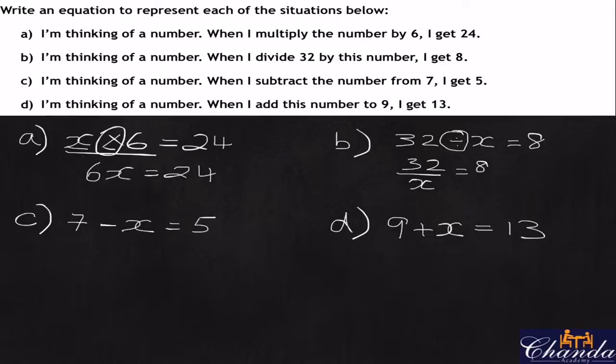Now it's obviously fairly straightforward. We can already guess that since 6 times x equals 24, x has to be 4. So 6 times 4 will give me 24. In this case, x has to be 4 again, because 32 divided by 4 will give me 8. In this case, x has to be 2, because 7 take away 2 will give me 5. And similarly, x once again has to be 4, because 9 plus 4 equals 13.